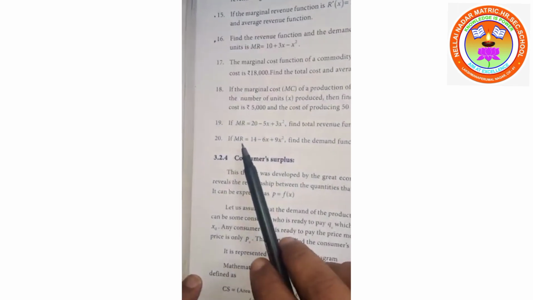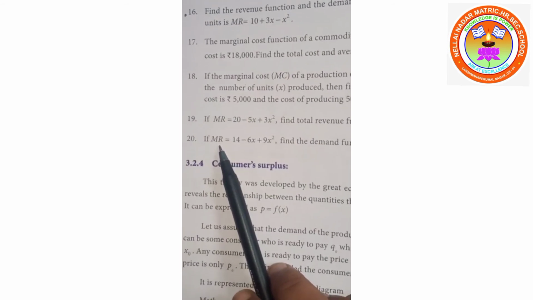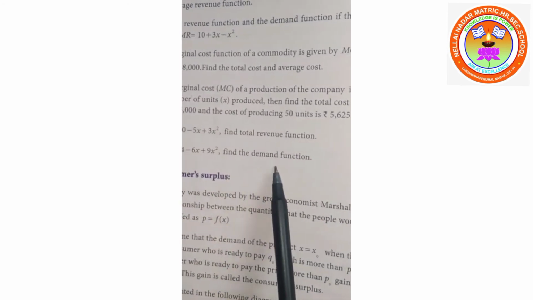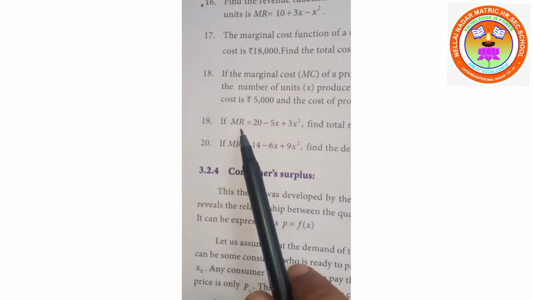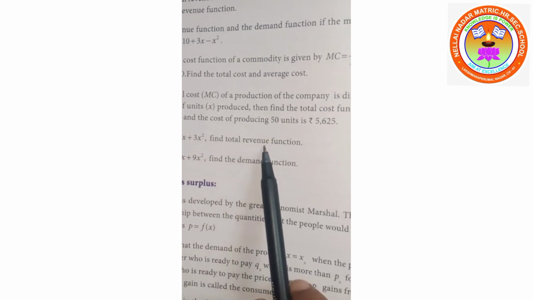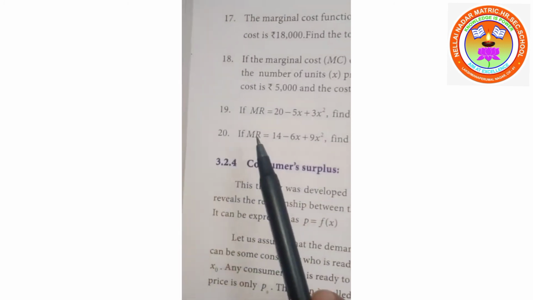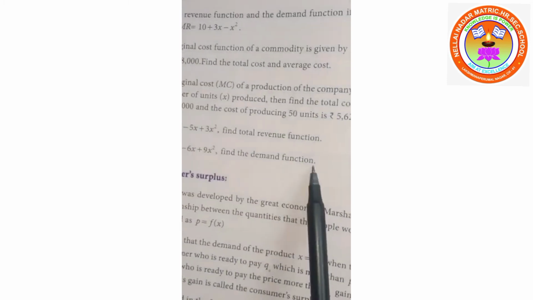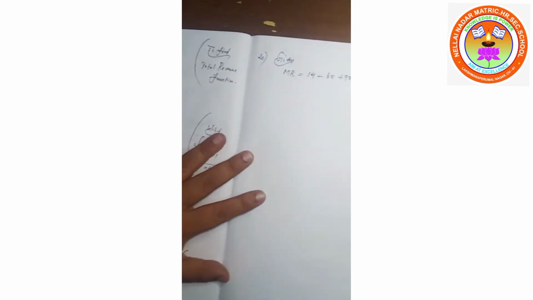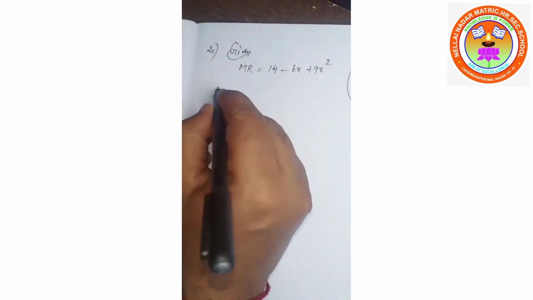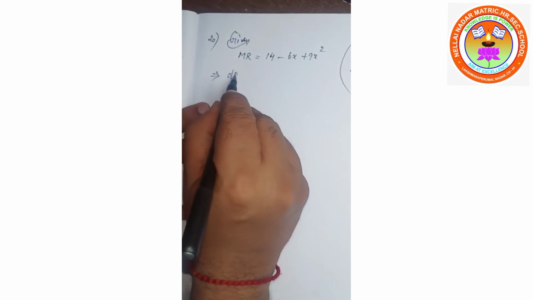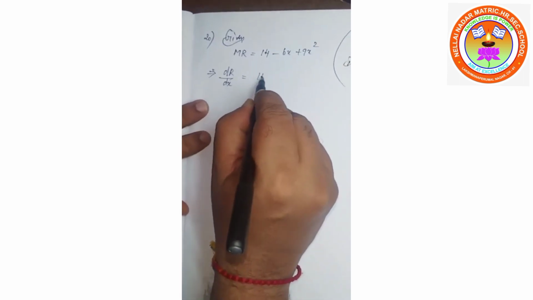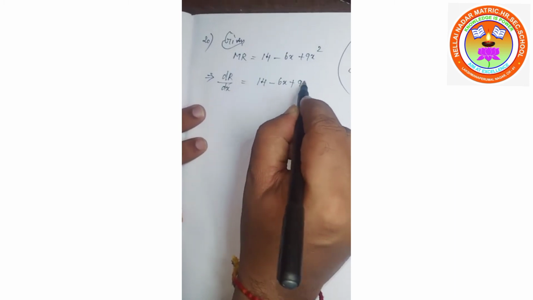Now problem number 20, the last problem. You are given marginal revenue. Find the demand function. In the 19th sum, you were given marginal revenue and asked to find the revenue function. In the 20th, you are given MR, but you are asked to find the demand function. Marginal revenue can be replaced by dR by dx, that is equal to 14 minus 6x plus 9x squared.